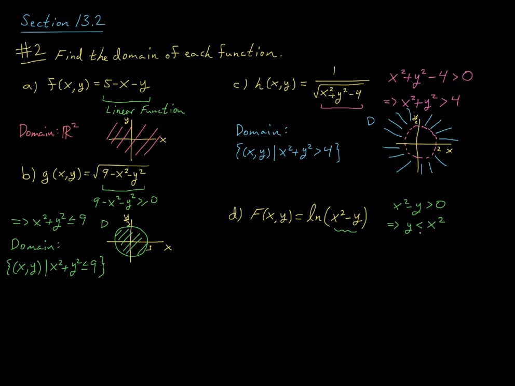All right, so what is this describing? Well, if y was equal to x squared, that would just be our standard parabola. And again, notice I drew that as a dashed curve there. I'm not including points on the parabola itself. And then since y is less than x squared, that's indicating we should be shading everything below the parabola.